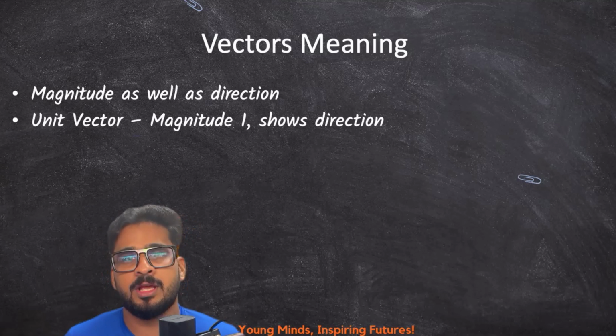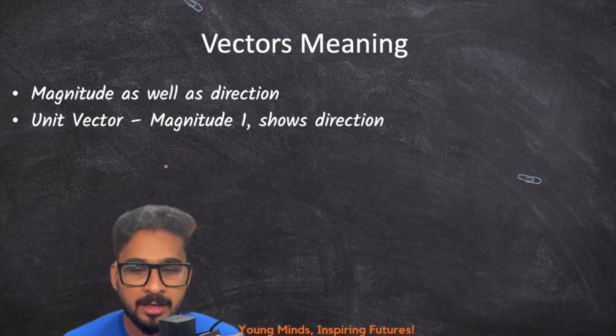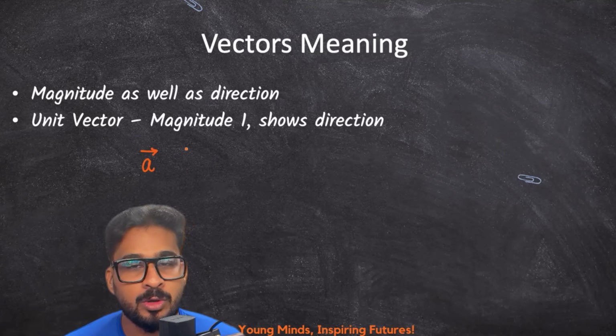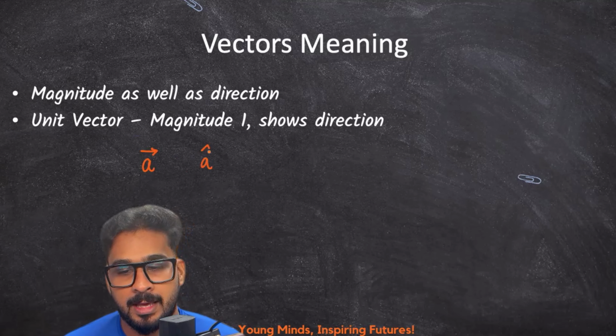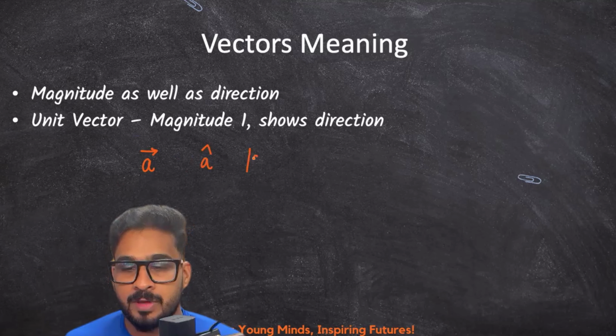First, we define something called a unit vector. A unit vector is a vector that has magnitude 1. It shows only the direction. If I take A bar as a vector, the unit vector is written as A cap. That means the modulus of A bar, that is the magnitude of A bar, is 1.